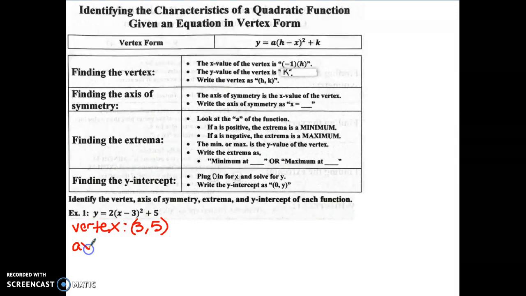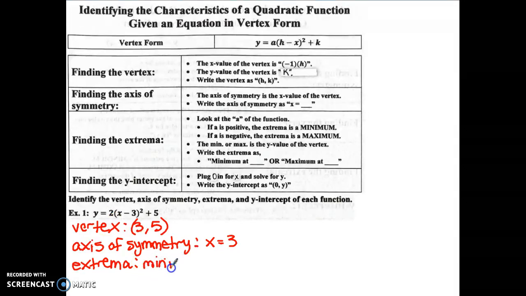Now, just like before, the axis of symmetry is simply the x value of the vertex. So our axis of symmetry is x equals 3. Just like before for the extrema, we're going to look at that a value. So our a value is here. Because this a is positive, we know that we have a minimum.